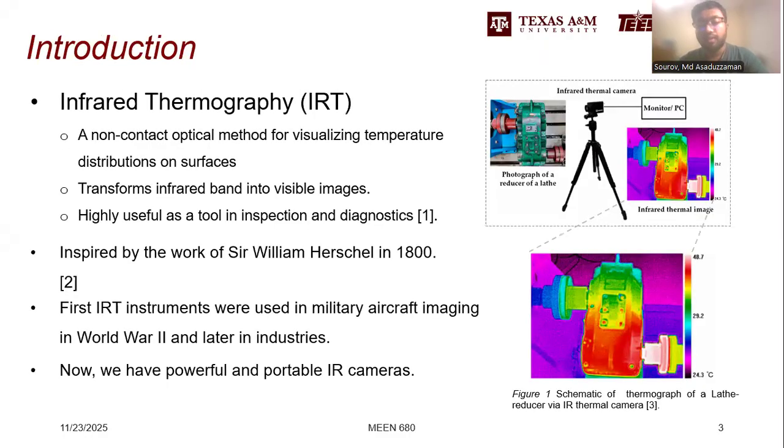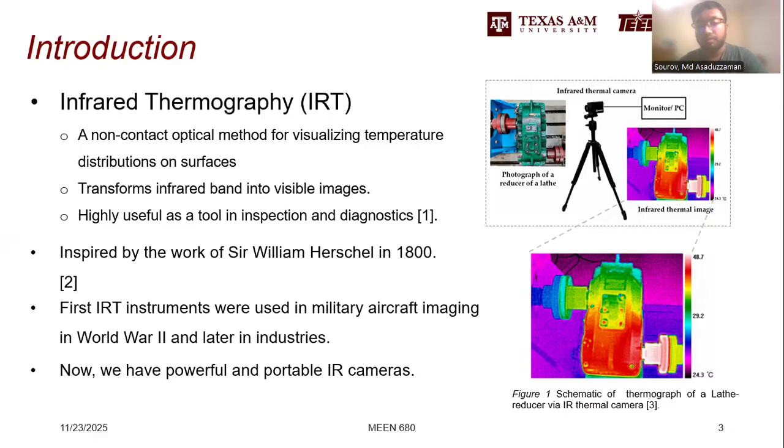Infrared thermography is a non-contact optical method that converts invisible infrared radiation into visible thermal images. Any object with a temperature above absolute zero emits infrared radiation, and by capturing this radiation, an IR camera can map temperature variations across the surface. Here you can see there is an image of a laser reducer.